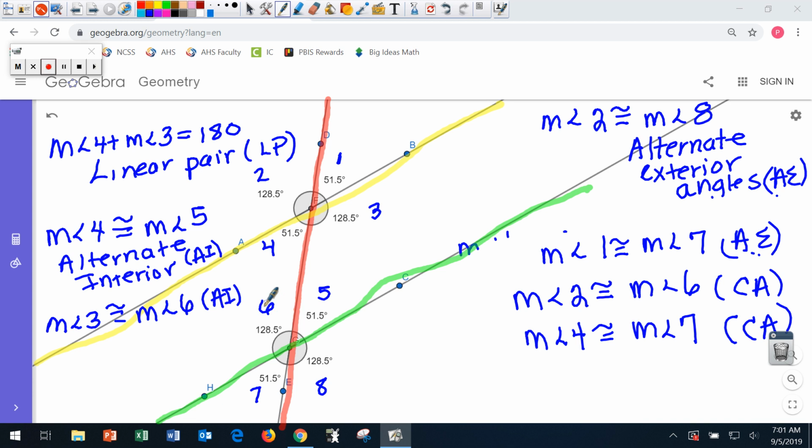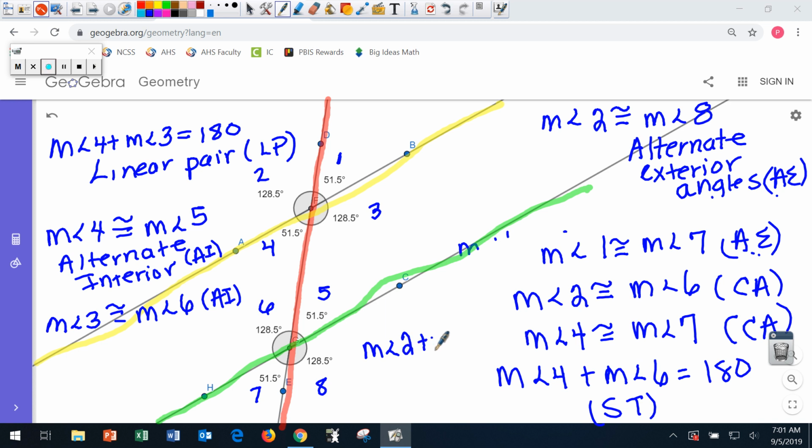Also, if you look on this side, the measure of angle 4 plus the measure of angle 6 is equal to 180 degrees. That's the same side of the transversal. Same thing with 2 and 7. The measure of angle 2 plus the measure of angle 7 is also equal to 180. Once again, same side of the transversal. That means these angles are supplementary. All right, I think I covered them all.